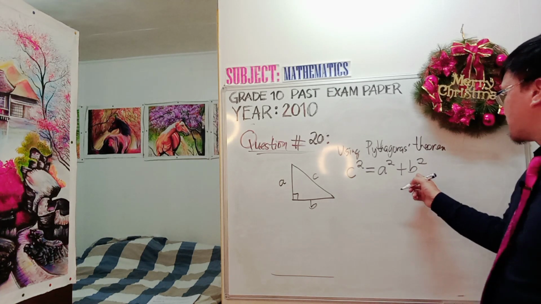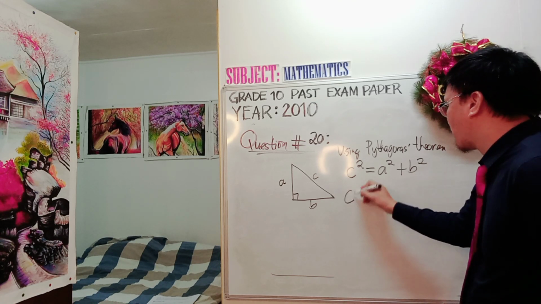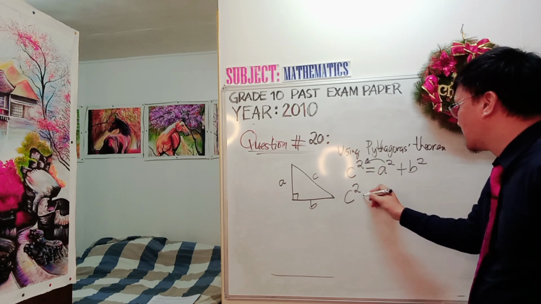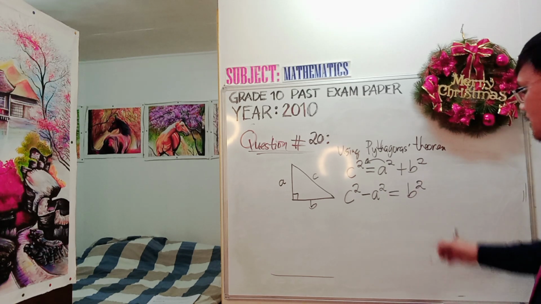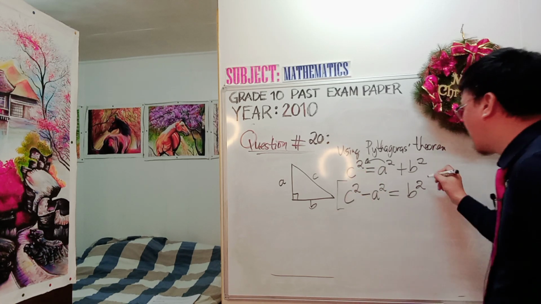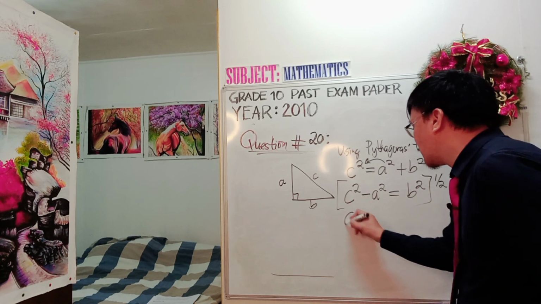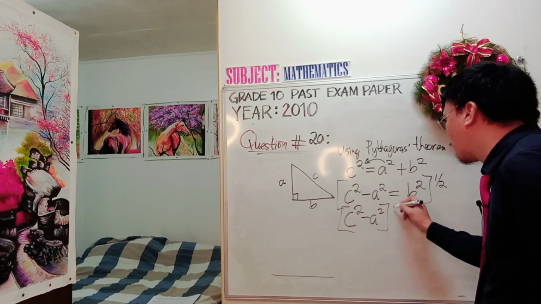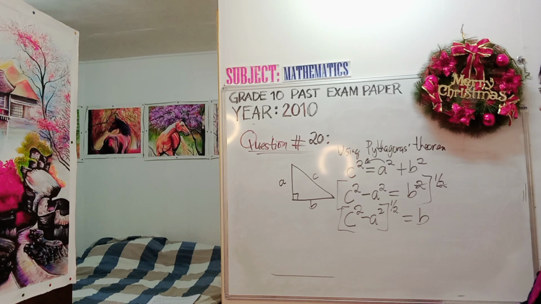So if we are using this formula, then you will have c square, transpose this a square to the other side of the equation. It is positive, then it becomes negative. c square minus a square is equal to b square. We are now going to let b as the subject, so we raise both sides of the equation to the power of 1/2, and so this one is c square minus a square to the power of 1/2 equals b. That's the formula.